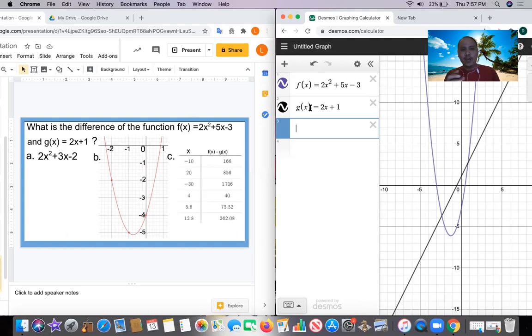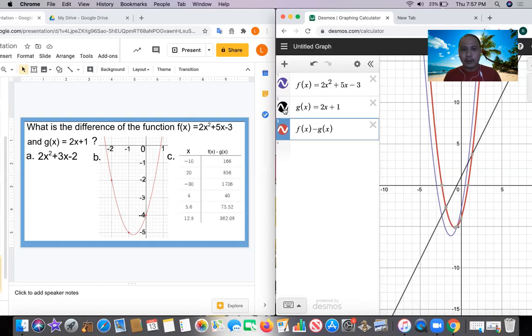Because we are asked to find the difference, the first function, which is f of x, is going to be subtracted. Subtracted by what? By g of x.